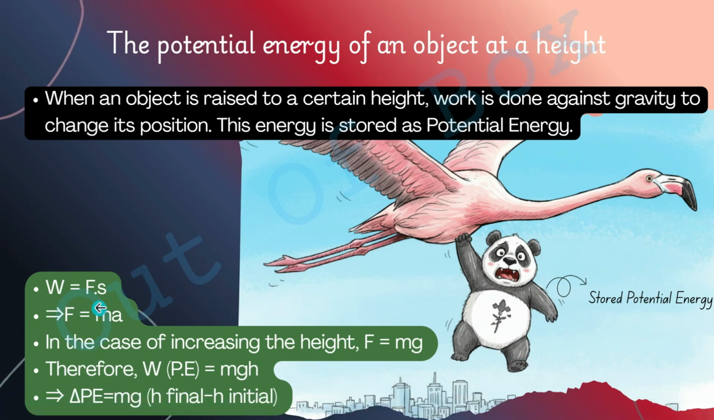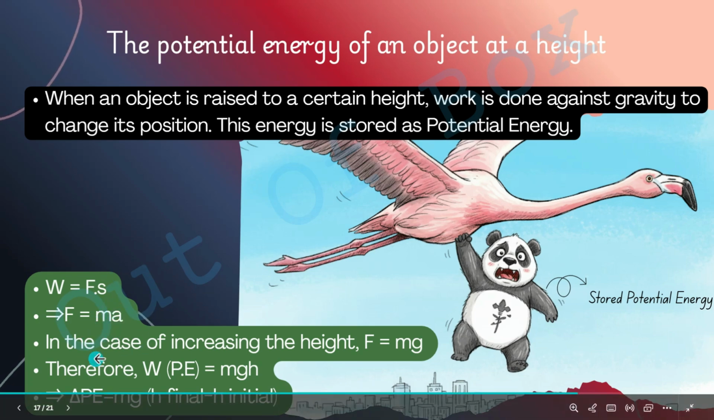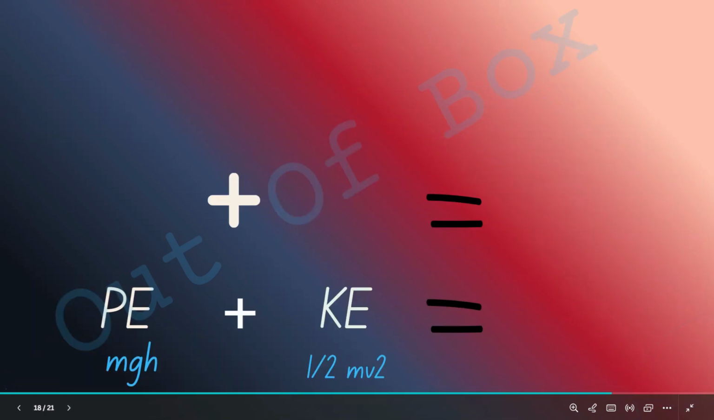So there is stored potential energy. Work equals force into displacement, F equals ma. In the direction of increasing height, F equals mg, where a equals g. Therefore work in potential energy equals mgh, and the change in potential energy is mg times h final minus h initial.